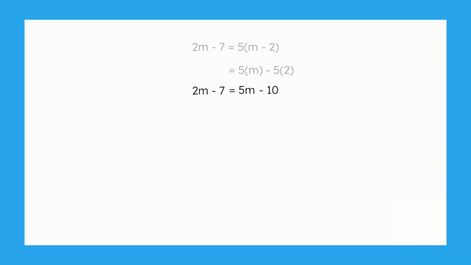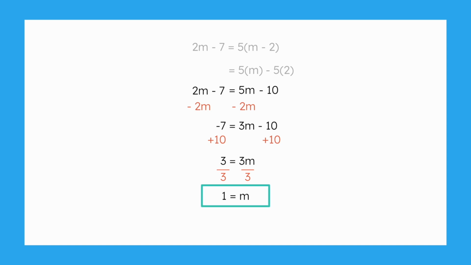Since the variable terms are on opposite sides of the equation, I start by canceling one of them with inverse operations. I chose to subtract 2m from both sides, which left me with negative 7 equal to 3m minus 10. Next, I added 10 to both sides, which left me with 3 equal to 3m. Finally, I divided both sides by 3, giving me a solution of m equals 1. Check your work and correct any errors if needed.